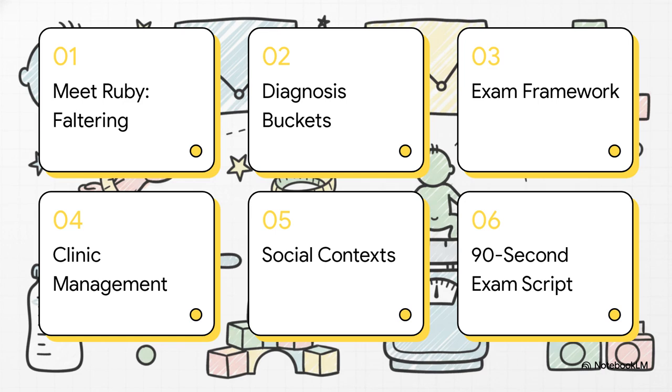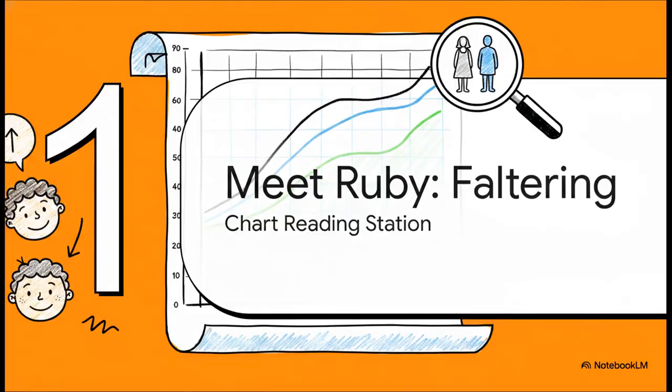We'll start by meeting Ruby and looking at growth faltering. Then we'll organize our 4 diagnosis buckets and establish the Growth 6 Safe Exam Framework. After that, we'll cover clinic management, navigate specific social contexts, and finally, build your 90-second exam script. Let's get to it. All right, Section 1.